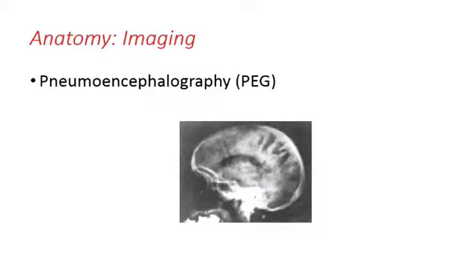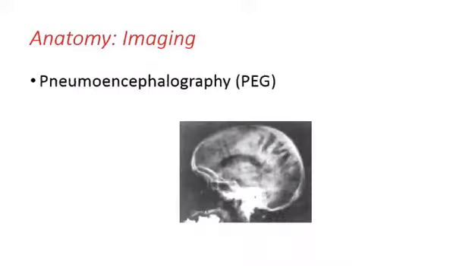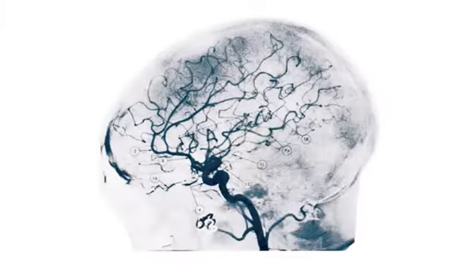This is an actual PEG, and you can see brain tissue. You can see some of the sulci and gyri, although it's not very defined at all. But nevertheless, you can see the brain there. This pneumoencephalography was done probably up until about the 1970s or so, and that gave way to the CT scan.